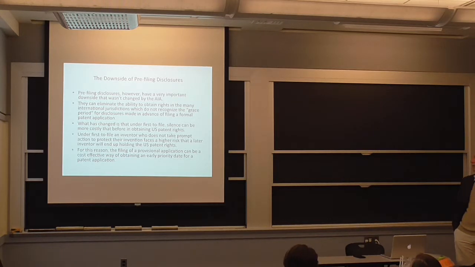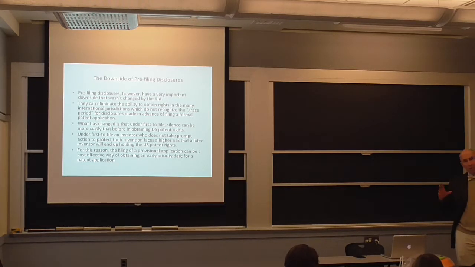And under first to file, an inventor who does not take prompt action to protect their invention faces a higher risk of losing any rights to gaining U.S. patent recognition. And for this reason, the filing of a provisional application can be a cost-effective way of obtaining an early priority date for patent application.